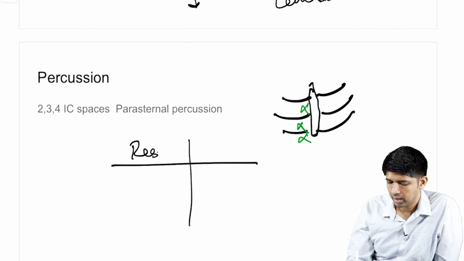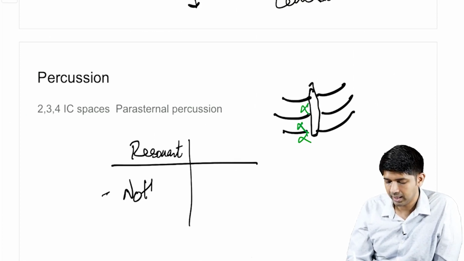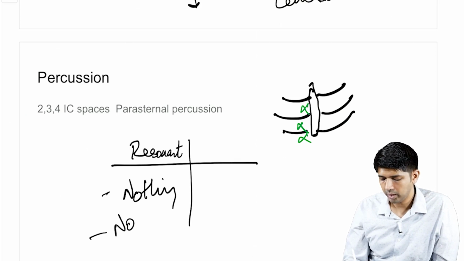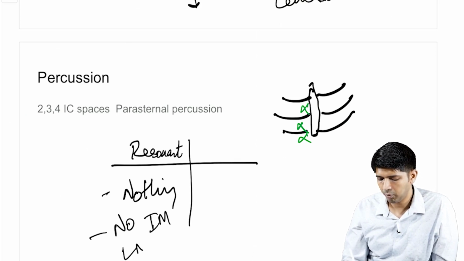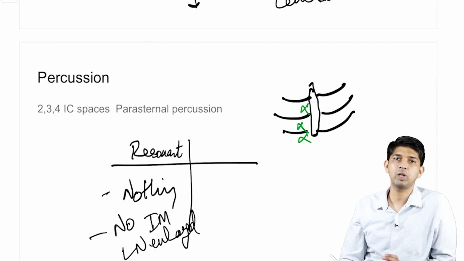So if you get resonant, it tells you that nothing is there behind. So there is no internal mammary lymph node enlargement. Don't say no internal mammary nodes. The nodes will be there, but they're not enlarged or they're not pathological.